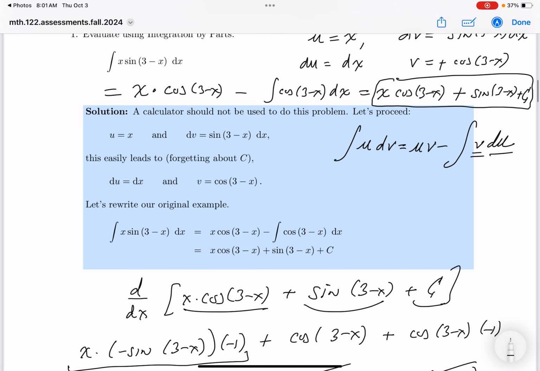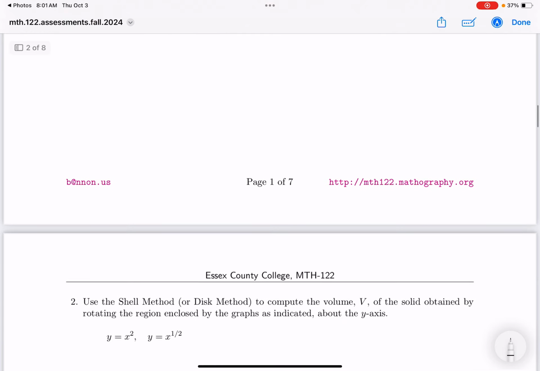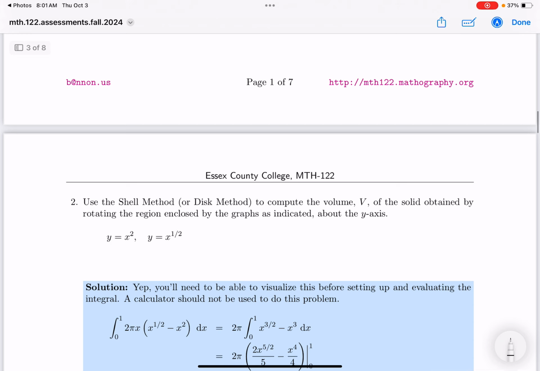That problem is done. Now, by the way, the blue area is the way I would type that up. All right? So let's go to the next question. And the next question is use the shell method or the disk method. So it's basically saying that you need to do those methods that we described in class, by the way.